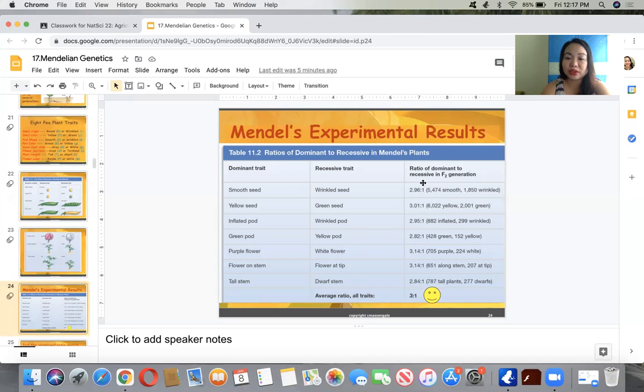in the combination. So the ratio of dominant to recessive in the second filial generation is actually 2.96 to 1, which is 5,474 for round seeds and 1,850 wrinkled, and so on. So usually the ratio is 3 dominant to 1 recessive.